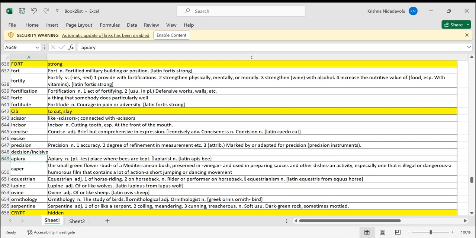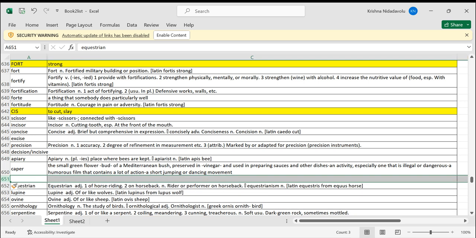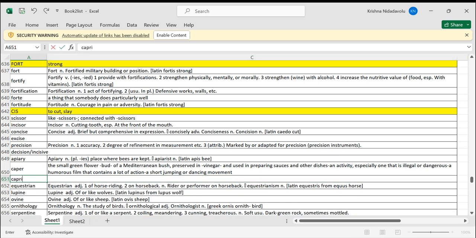Similarly, capriole is a backward kick done by a trained horse. Capriole, you would have seen in movies and pictures, right? Capriole, C-A-P, capriole. This is a backward kick done by horses. These are trained horses. Capricorn, we just discussed. Capricorn is a horned goat. It's a constellation, one of the zodiac signs. It is related to goat.